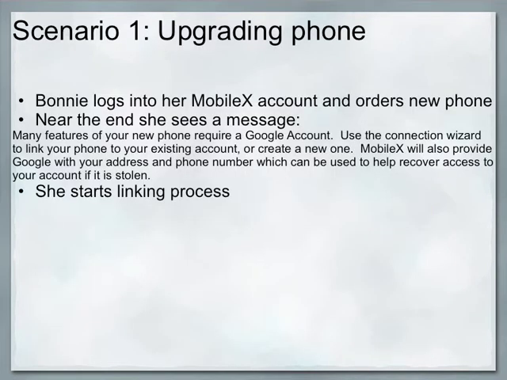So imagine for a moment a user, Bonnie, she has decided she wants to upgrade to a new mobile phone. She goes to her carrier, Mobile X, picks her new phone, goes through the ordering process, but somewhere near the end she sees a promotion that, hey, if she'll just link her Mobile X account to her Google account, she'll get a much better experience. When she turns on her phone, it'll immediately know who she is, and Mobile X will help associate a verified street address with her account, help her recover her account if there's problems, etc.